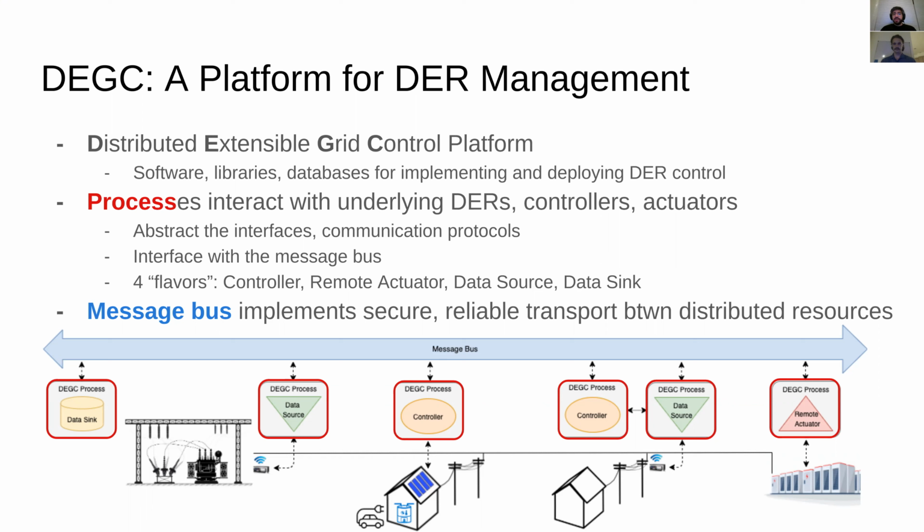The process is going to be interacting with a message bus, which is going to perform the actual communication in both the local and the wide networks. And there's going to be four essential flavors of a process that we'll talk about: the controller, a remote actuator, a data source, so something like a microsynchrophaser, and a data sink, which would be something like a data historian. The other component is the message bus, which is going to implement secure and reliable transport between all of the distributed resources and distributed processes that are in the platform.